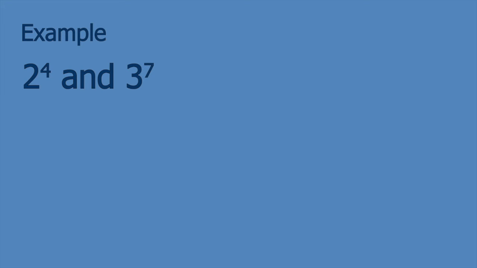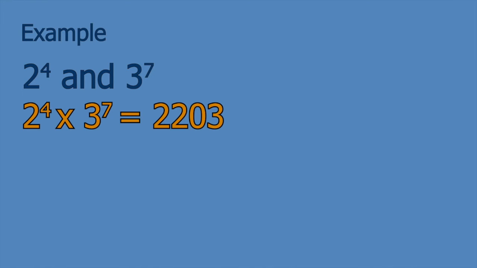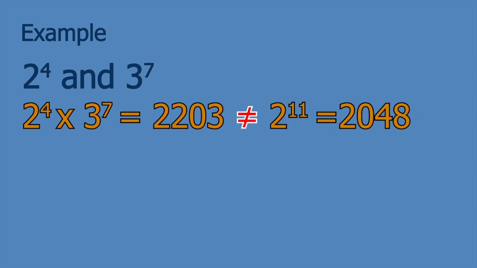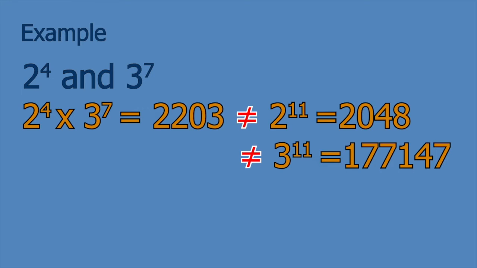So if we are working with 2 to the 4th power and 3 to the 7th power, for example, notice that their bases are drastically different. The first base is 2, while the second expression's base is 3. If we were to try to add them, let's say 2 to the 4th times 3 to the 7th, well, adding the exponents makes no sense because we know for a fact 2 to the 4th power times 3 to the 7th is not going to be 2 to the 11th, which makes no sense, or 3 to the 11th. That makes no sense, right?